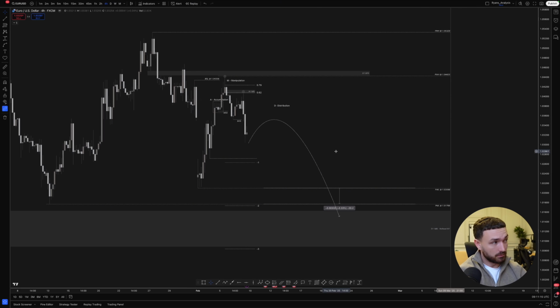Looking for further sells. Why? The reasons I highlighted. It looks like the bears are still in the market. We've got a nice previous weekly low, previous monthly low to target. We've got a daily imbalance to target, refined from the weekly imbalance. So lots of reasons to trade lower.